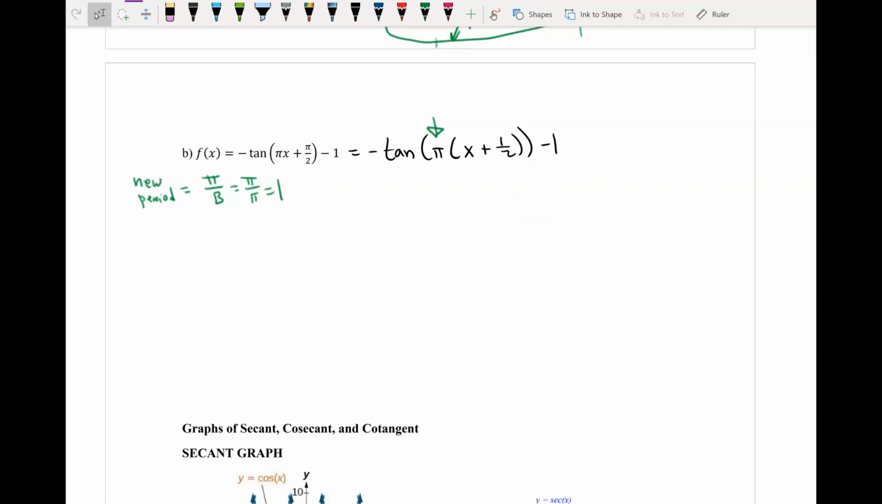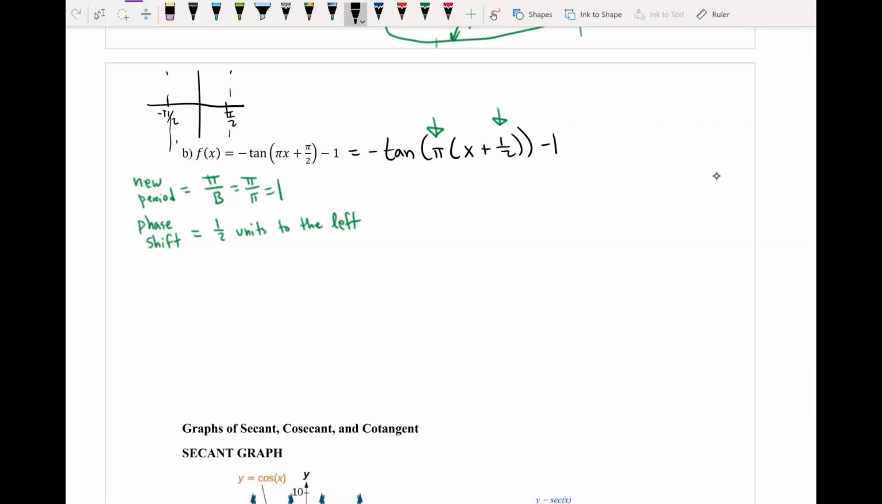All right. And now my phase shift. This is going to be 1/2 units over, so 1/2 units to the left. I had to think about that one. Now, how are we going to get our period? Remember, our tangent graph looks like this. Here is negative pi over 2, pi over 2.